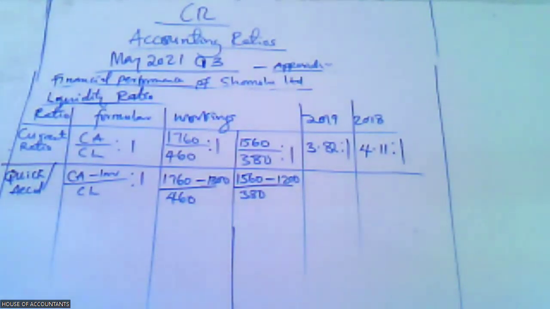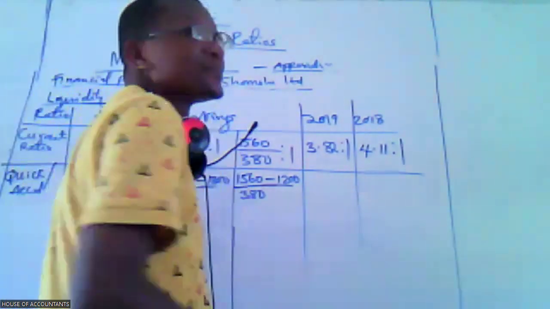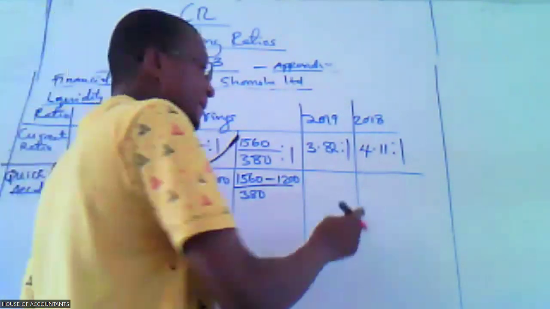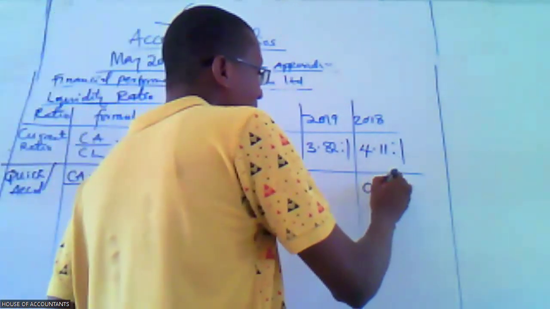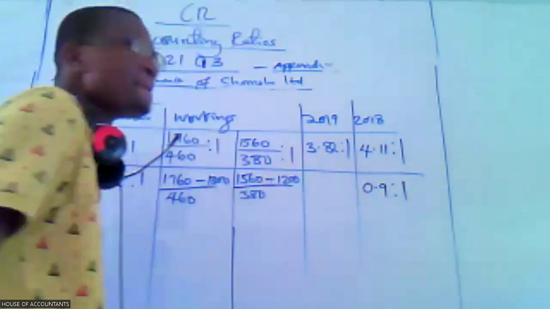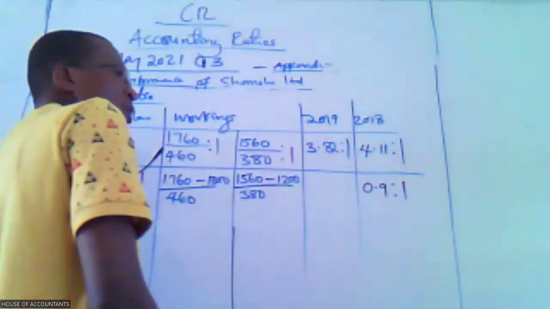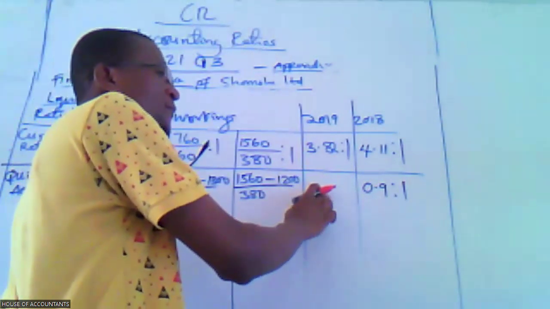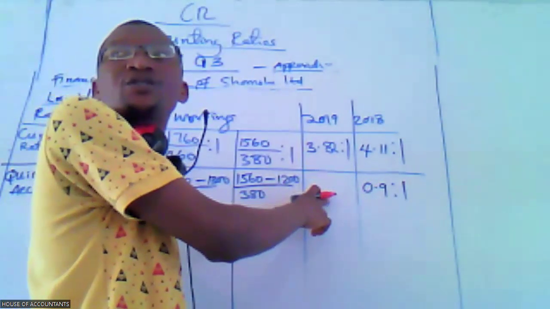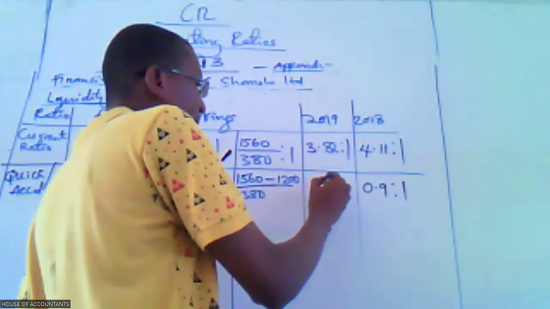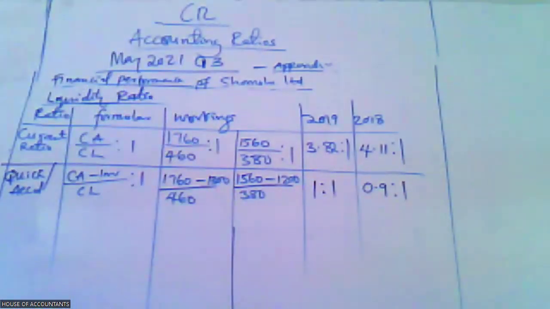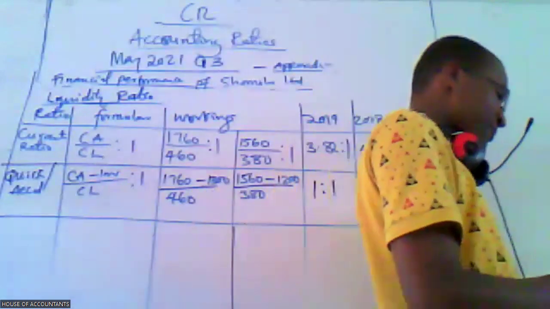0.9. The 0.9 ratio. Don't approximate, just leave it this way. The 2019 is 0.9 ratio 1, and this one is 1:1, ratio 1. Which one is better? 2019 is doing better. So that is all we can calculate here.